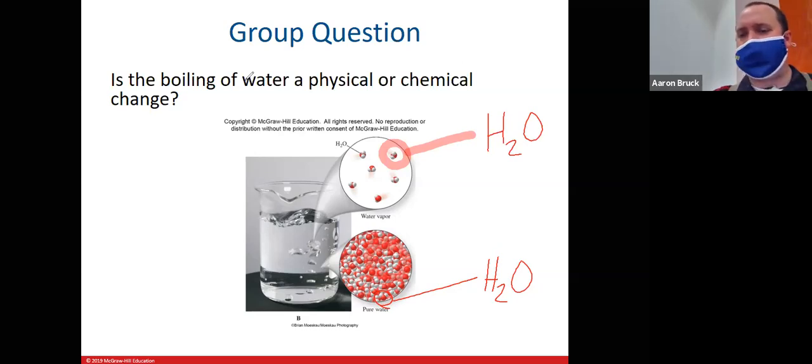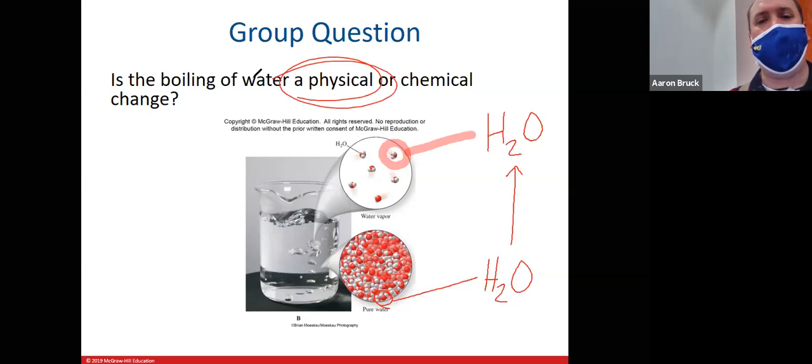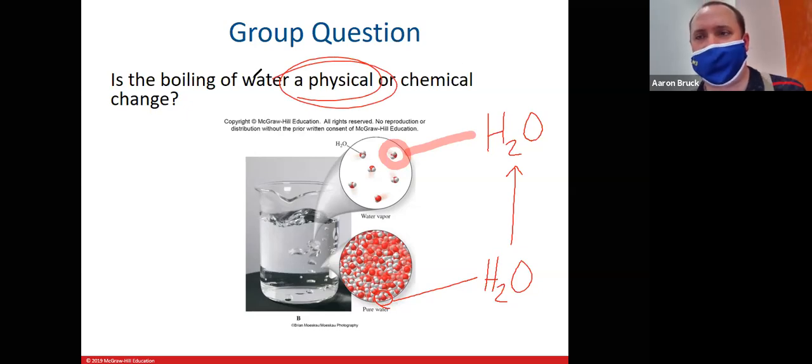So the question I'm asking myself here: do I see a change in chemical composition of the molecules in this sample of water? They were H2O before, they're H2O after. So chemically speaking, they haven't changed. This is a physical change.